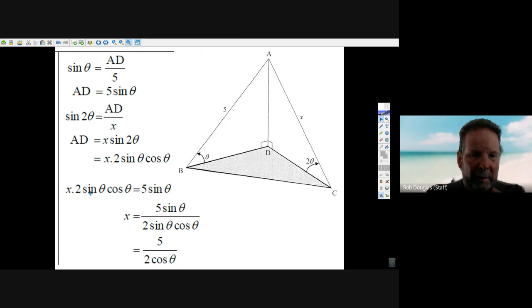Now, hey, we can divide by this whole thing. What are we trying to show? What x is. So we just divide by 2 sine theta cos theta. Well, the sine thetas cancel. And hey, this is exactly what we were looking for: 5 over 2 cos theta. Now I hope that works for you. It's kind of straightforward, this one. Remember the link AD between the two triangles.